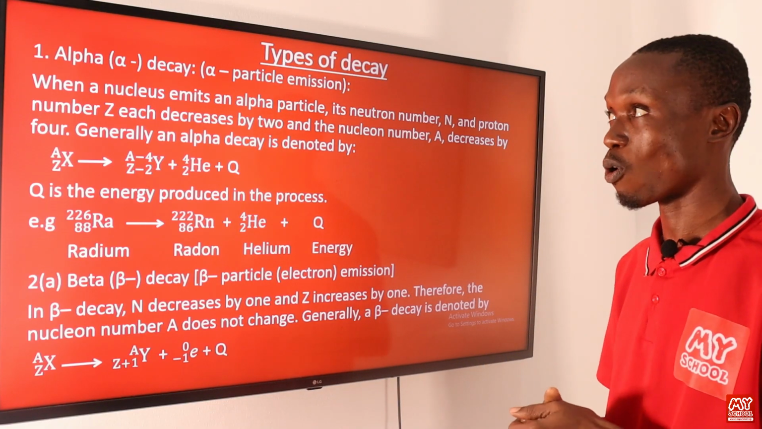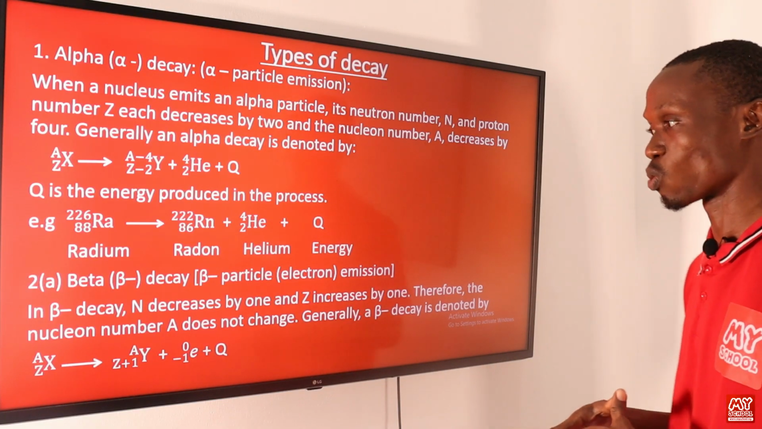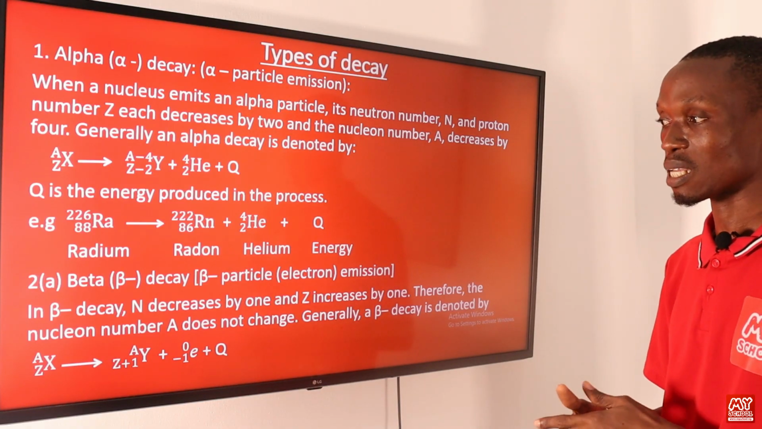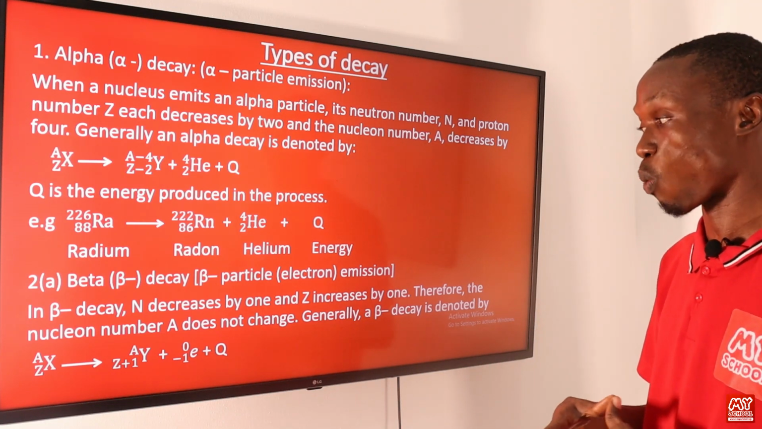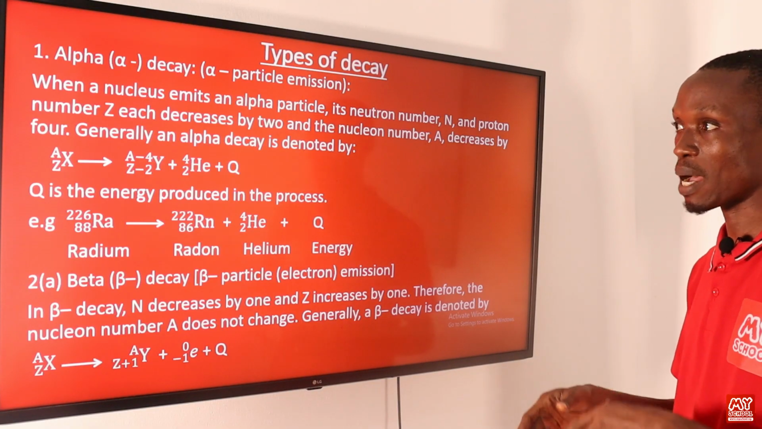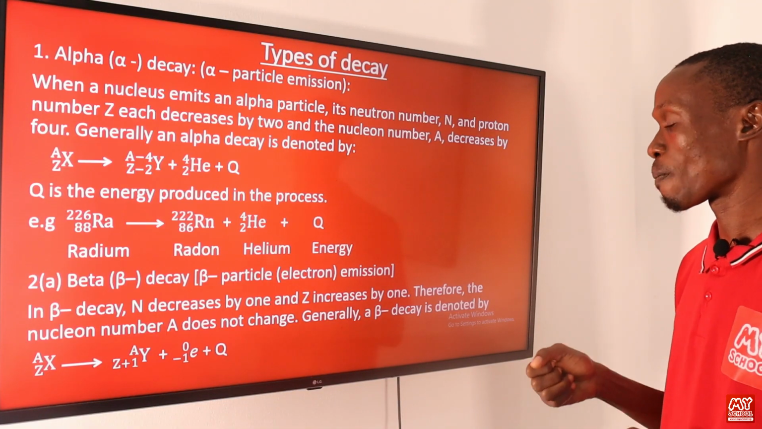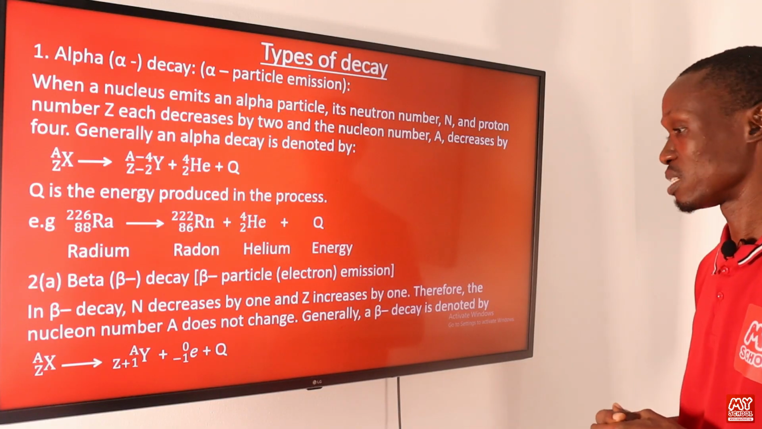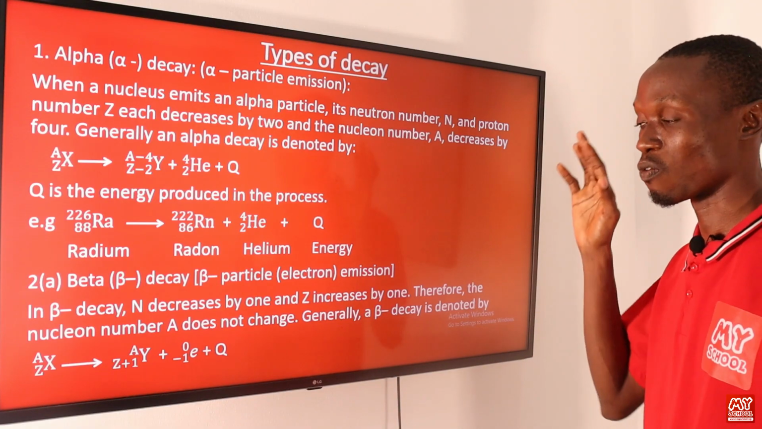Now the second type of decay that we have is the beta decay. Beta decay usually leads to the emission of beta particles. In beta decay, N, which represents the neutron number, decreases by 1, and Z increases by 1. Remember, Z stands for atomic number. So the atomic number increases by 1, but the neutron number decreases by 1. Therefore the nucleon number A does not change in the case of beta decay.